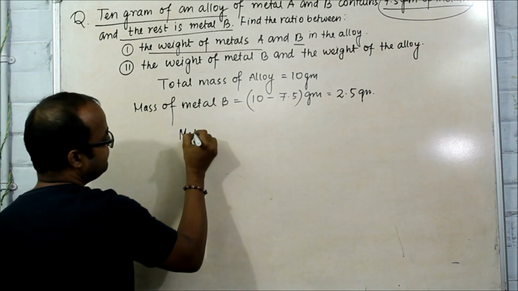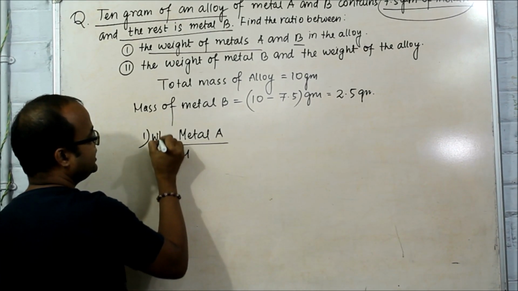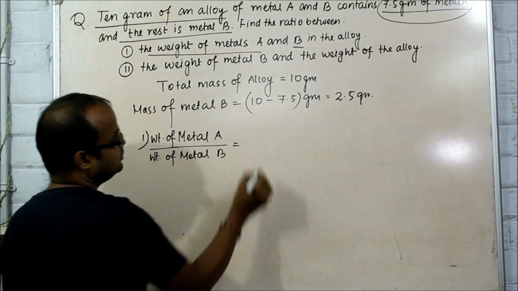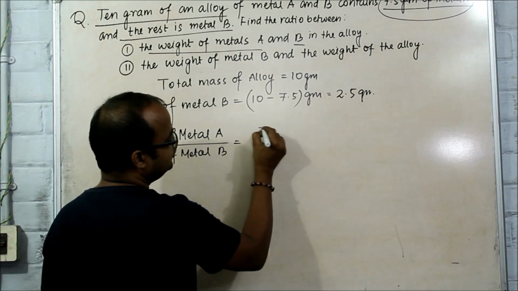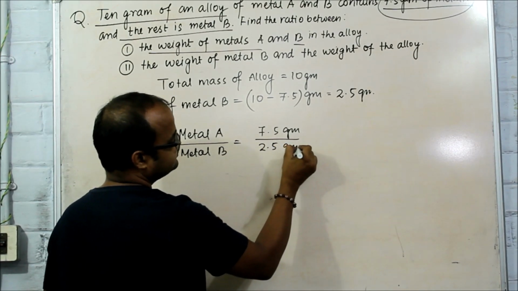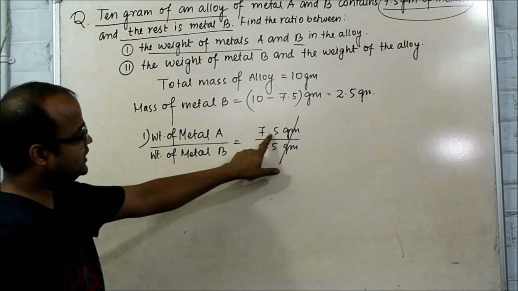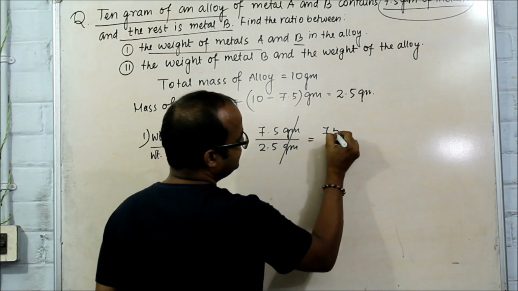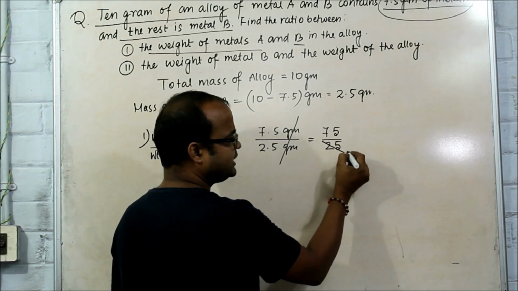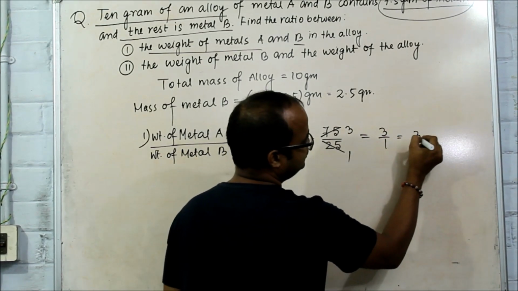So metal A, we are doing the first part. We have to find the ratio of the weight of metal A to the weight of metal B. Metal A is equal to 7.5 gram. So in place of the numerator we write 7.5 gram and in the denominator we write 2.5 gram. Units will get cancelled. Now after the decimal there is 1 digit in each, so the decimal will cancel. So 75 by 25. You can cancel with 5 or directly with 25. 25 ones are 25, 25 threes are 75. So 3 by 1. This is equal to 3:1.